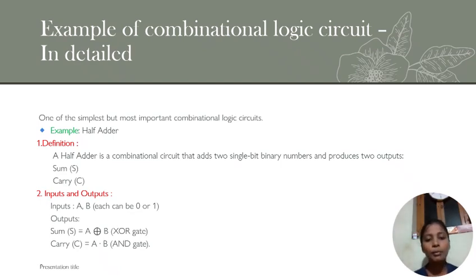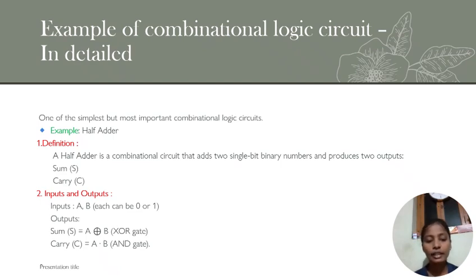Here are the examples of combinational logic circuits in detail. One of the simplest but most important combinational logic circuits, and the most important example, is the half adder. The definition of a half adder: a half adder is a combinational circuit that adds two single bit binary numbers and provides two outputs. The outputs are sum S and carry C.